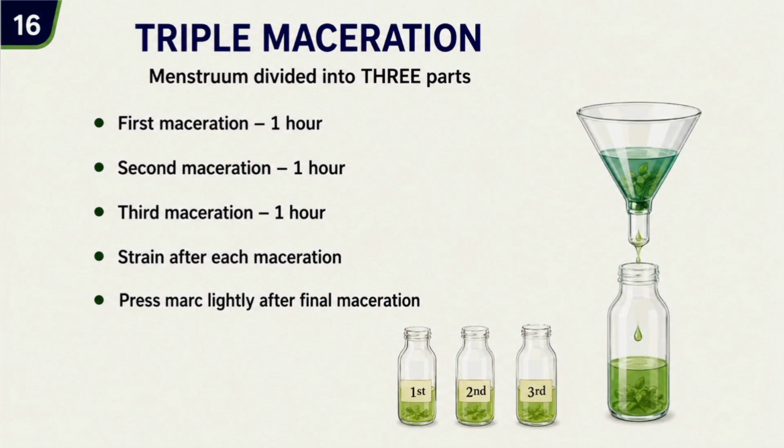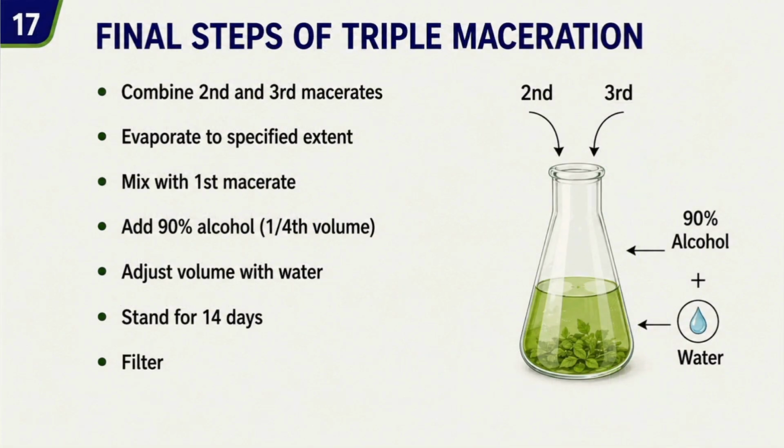Again, every fresh portion of the menstruum creates a new concentration difference. So this encourages more constituents to move from the drug into the solvent. Remember, fresh solvent creates a fresh driving force for extraction. Okay, final steps of the triple maceration.